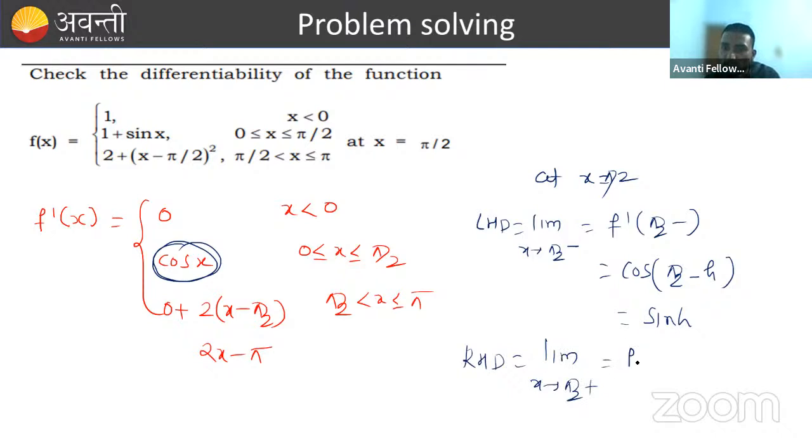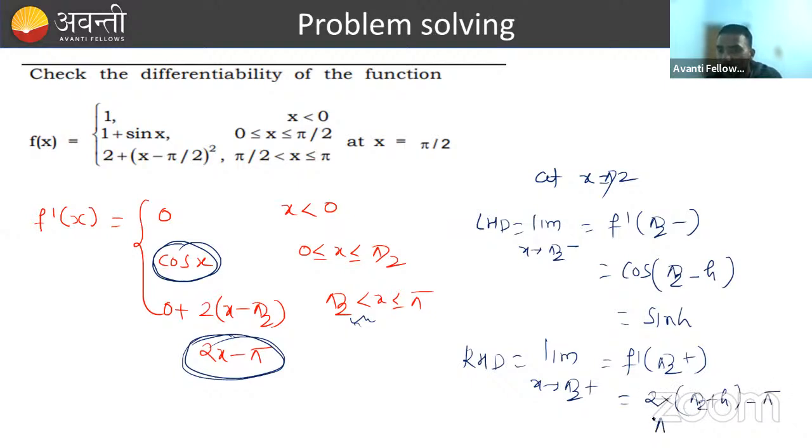And similarly, if I find RHD, it is limit x tending to pi by 2 plus, that is f dash at pi by 2 plus. So pi by 2 plus means it is coming in this interval, right? So what will happen? 2 into, here I can write (pi by 2 plus h) minus pi. So after cancelling this, you will get pi plus 2h minus pi.